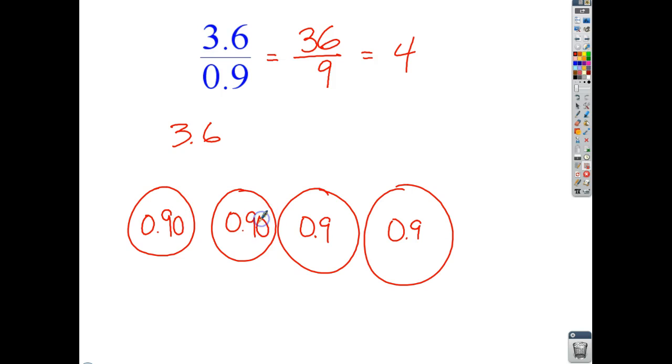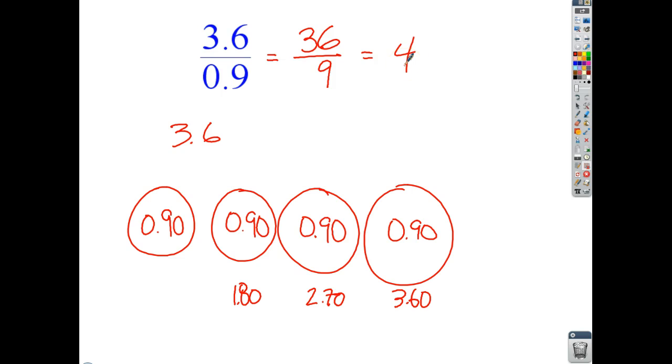And if you need to think about it as money, right? 90 cents plus another 90 cents plus another 90 cents plus another 90 cents, okay? 90 cents, $1.80, right? Now I'm at $1.80. Add another 90 cents, now I'm at $2.70. And then finally I add another 90 cents, I get $3.60, okay? And what you notice is if I have $3.60 and I want to make groups of 90 cents, well, I'm going to get 4 of those groups, okay?